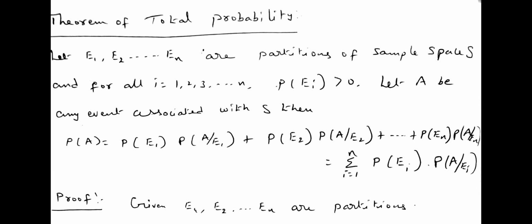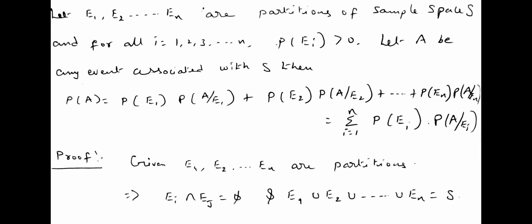Sometimes he will ask you to define the theorem of total probability, also for 2 marks. Then you have to write till here. Then what is the proof?